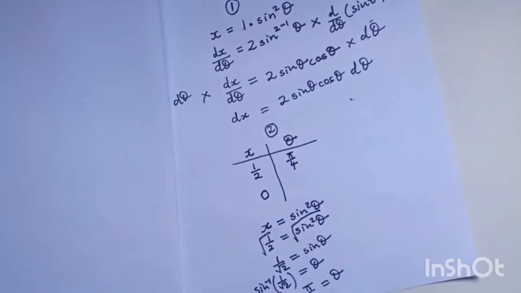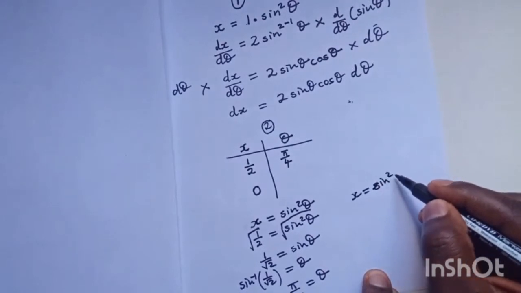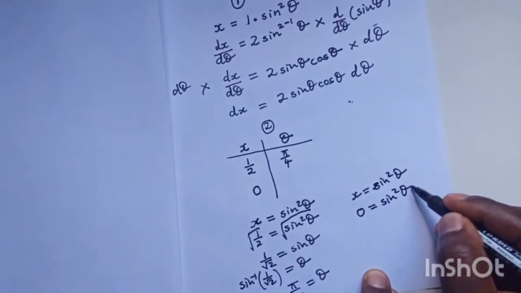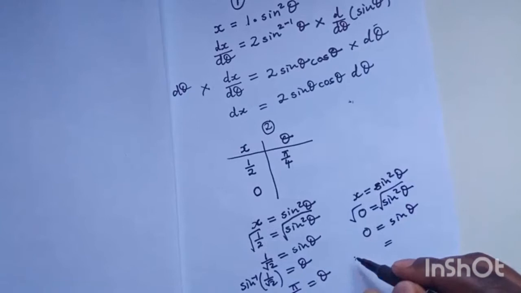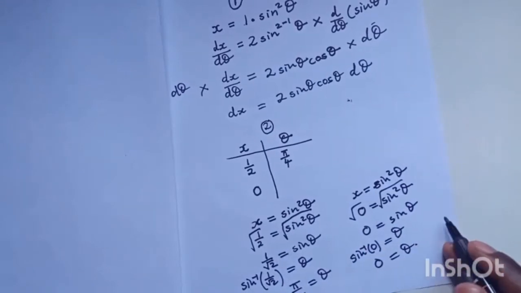Right. Then we move on to the next. We want to find the value of theta when x is 0. Utilizing the same equation, x is equal to sine squared theta, you put 0 on x like this. So it's sine squared theta, square root. You get 0 is equal to sine theta. You put arc sine of 0, you get 0. So 0 is going to remain 0, since arc sine of 0 gives you 0. So when x is 0, it means that theta is 0. So this is how you change your limits. We are now moving on to stage 3.